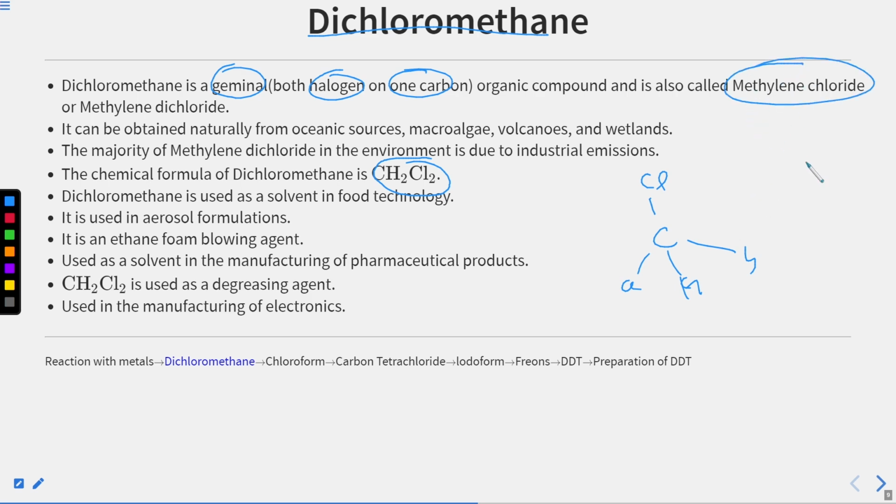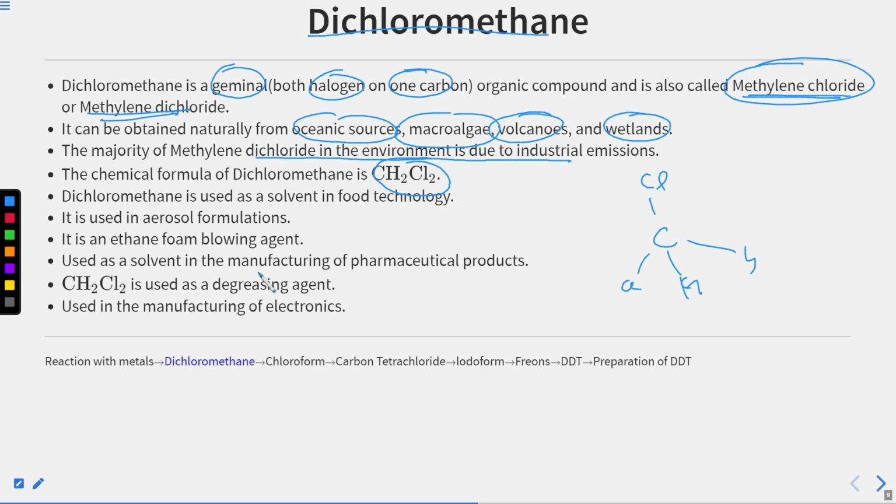You should be well aware of these names also, because sometimes in the exams you will be given this name and you may not be able to do simple questions just because of the unfamiliar name. And one more name is methylene dichloride. Now how can it be obtained? It can be obtained from oceanic sources, macroalgae, volcanoes and wetlands. The majority of methylene dichloride in the environment is due to industrial emission. The chemical formula is this.